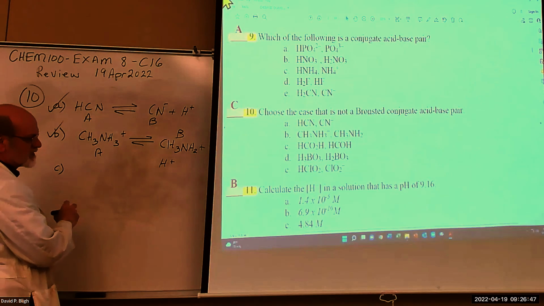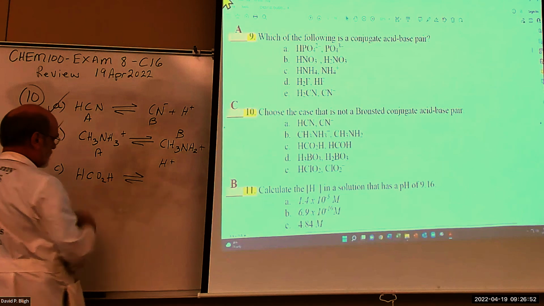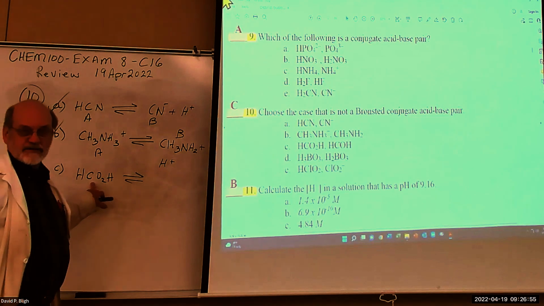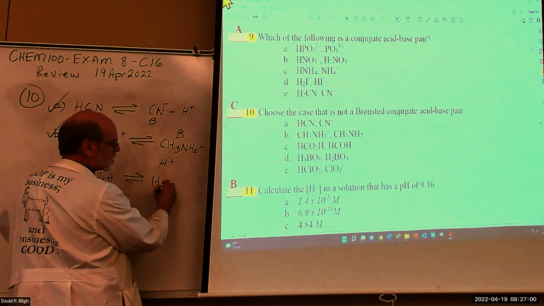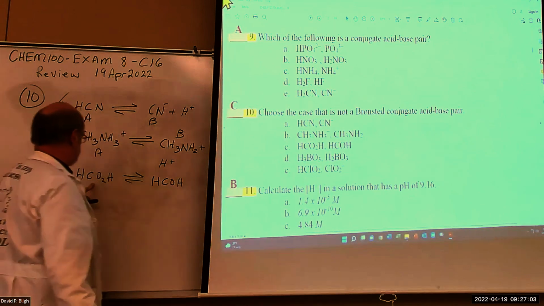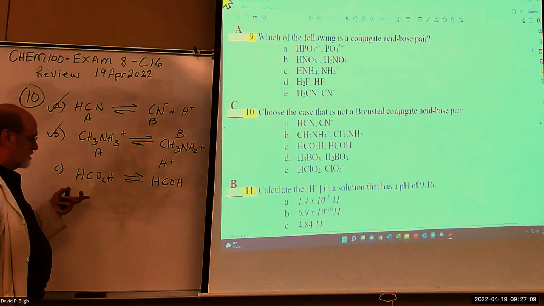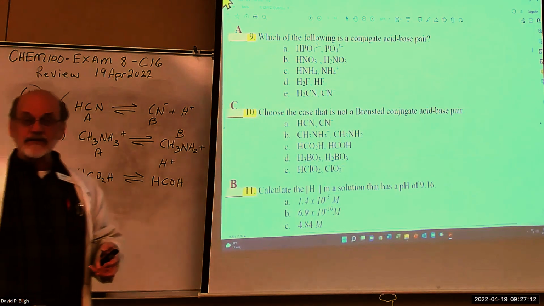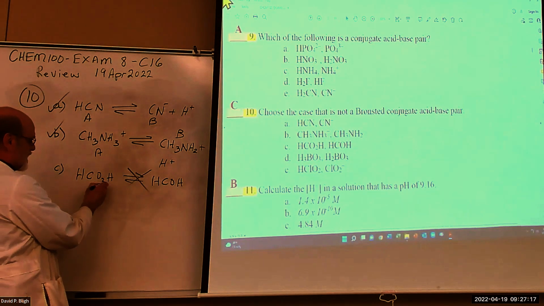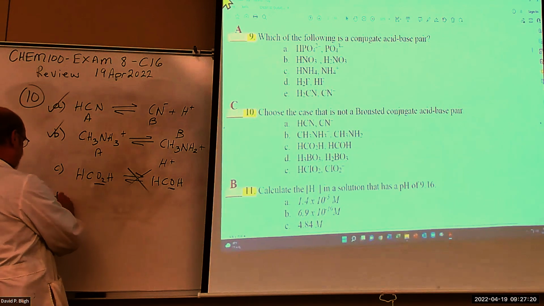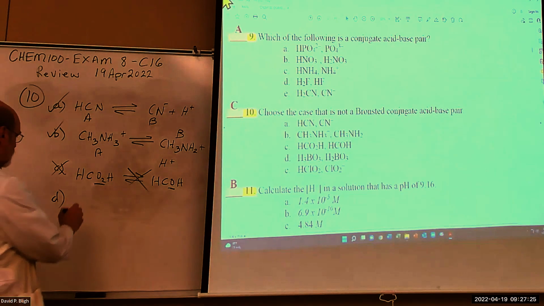How about C? HCOOH, CO2H. That's formic acid. And then it's saying that this one is the conjugate base. What's wrong with this picture? It didn't lose a hydrogen, it lost an oxygen. So we can't do that. You got 2 here and only 1 there. So I think we found our answer. Should be C.